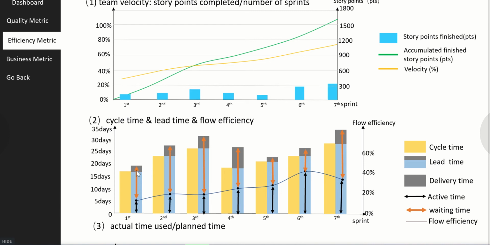However, this time you might be waiting for another person's approval, or someone was sick, or there was a dependency. So by working on your flow efficiency, you can improve your cycle time and lead time.